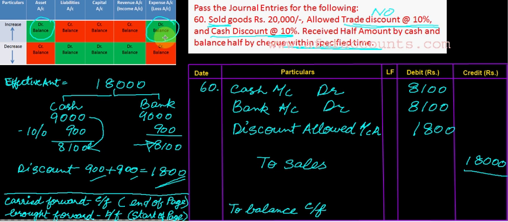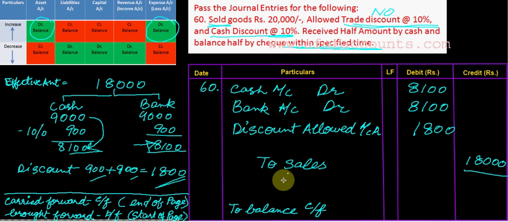Just a recap: sold goods 20,000, trade discount is never recorded in the books, so the effective price became 18,000. Cash discount 10% on payment by cash and bank, where both have been paid promptly, so the balance 9,000 and 9,000, 10% was the discount, so 8,100 is what I received for sales from cash and bank. And discount allowed, which is an expense when increases has always to be debited, so I have debited the discount allowed account, and my total effective sales is 18,000.